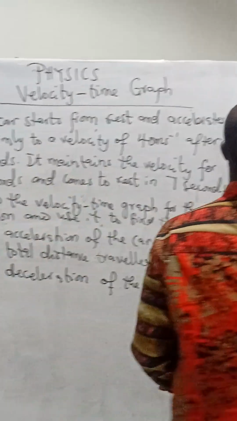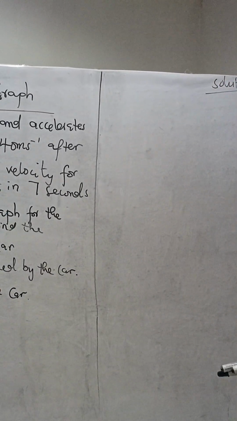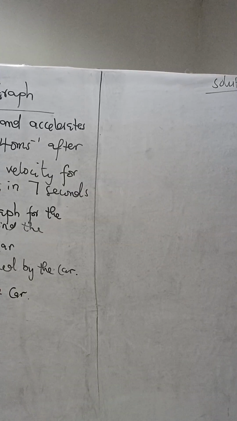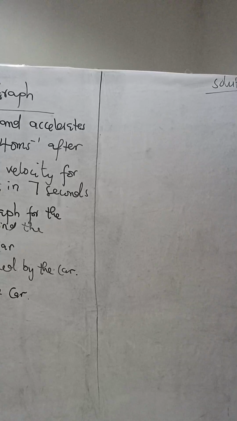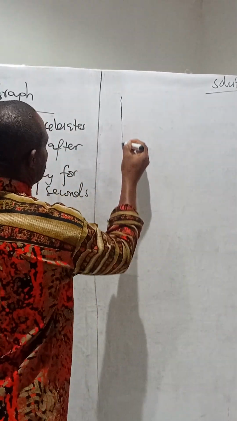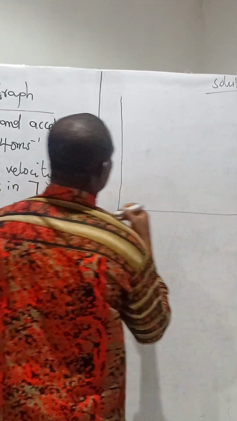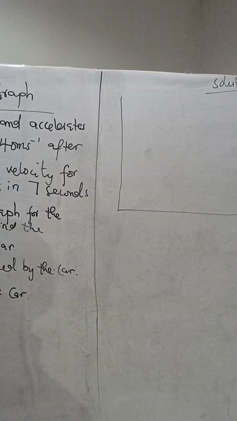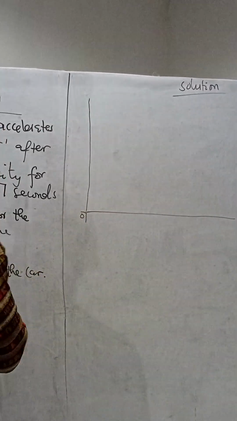So let us look at it. We have to draw a velocity time graph. On the velocity time graph, we will have our velocity on the y-axis and our time on the x-axis. So let us just make a sketch. In fact, this is going to be a sketch. We are not going to use a graph sheet. So say that it is from rest to 0.